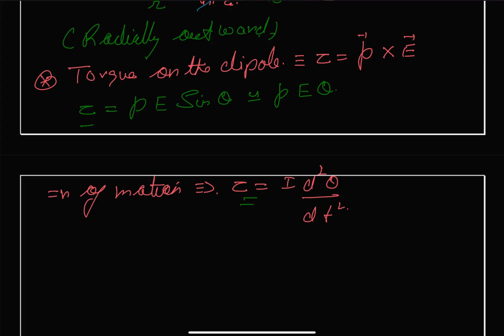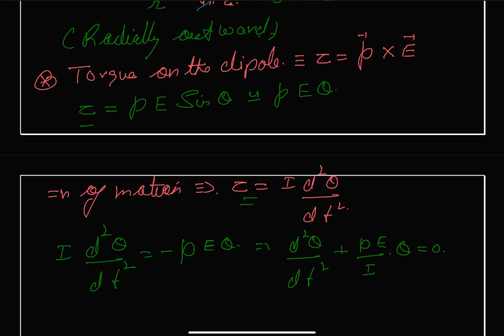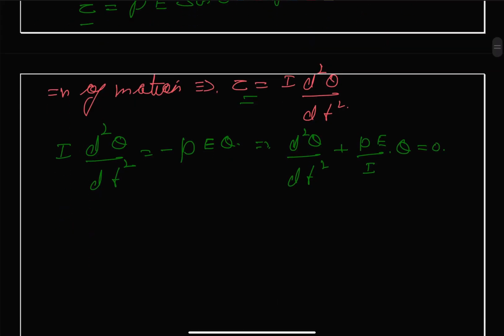And here we can write I double derivative of theta with respect to time is equal to minus PE times theta. We make some adjustment in it. We can write this as double derivative of theta with respect to t square plus PE divided by I multiplied by theta is equal to 0. And this is nothing but an equation which represents a standard SHM equation. So we can make a comparison of this equation with the standard one, d square theta upon dt square plus omega square theta is equal to 0.